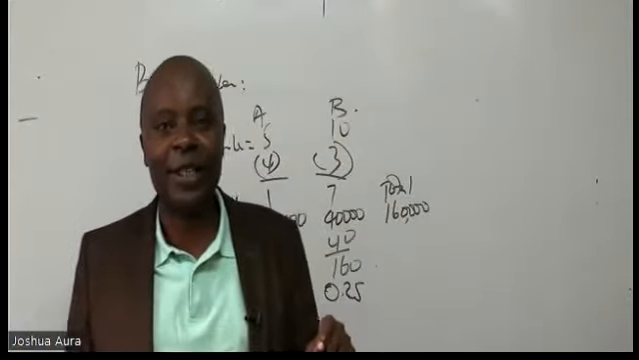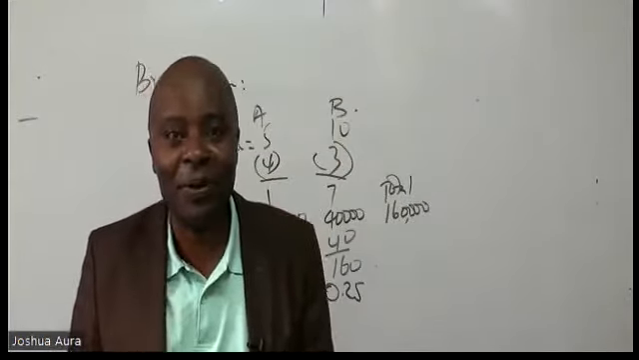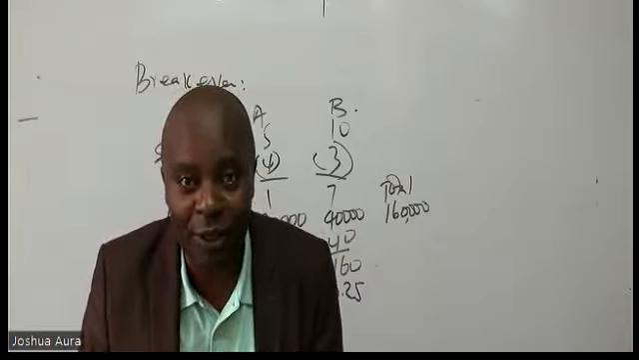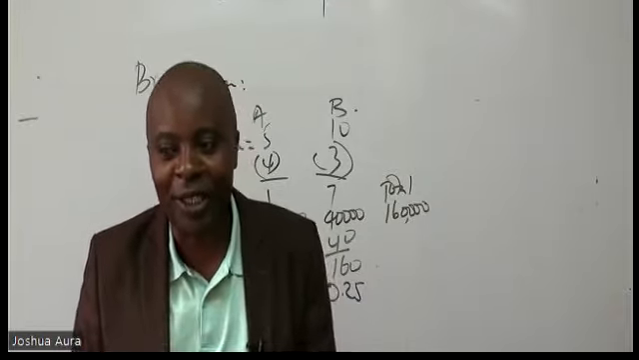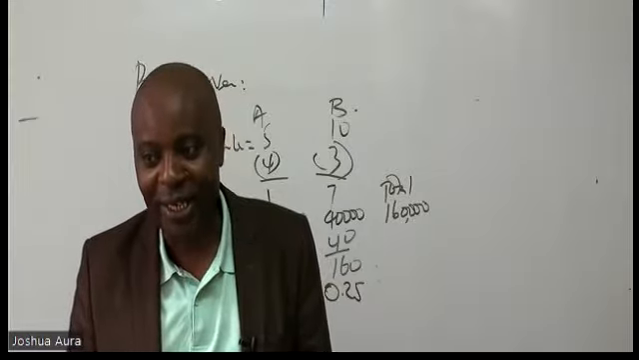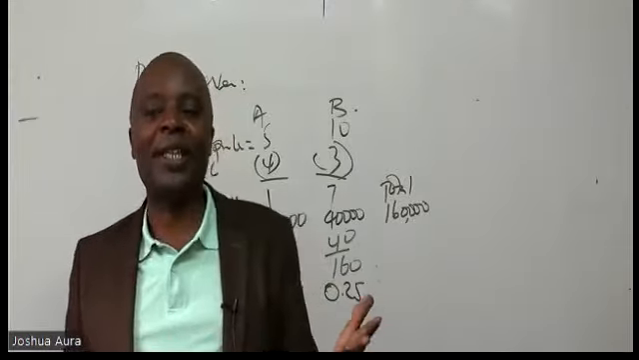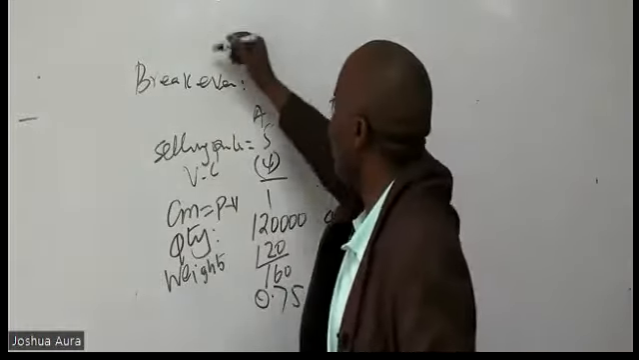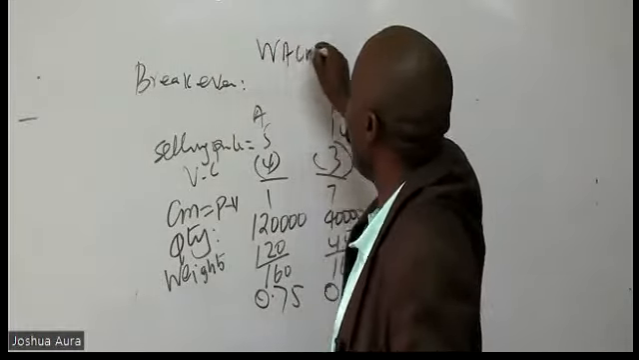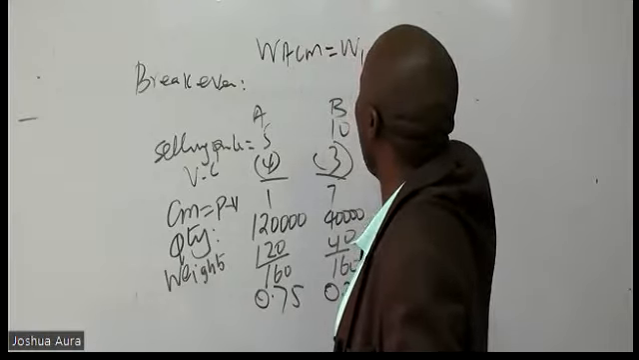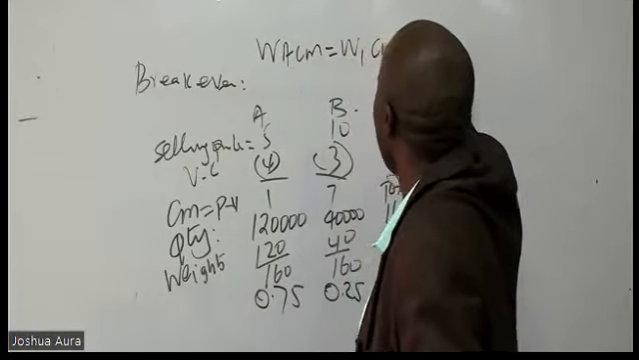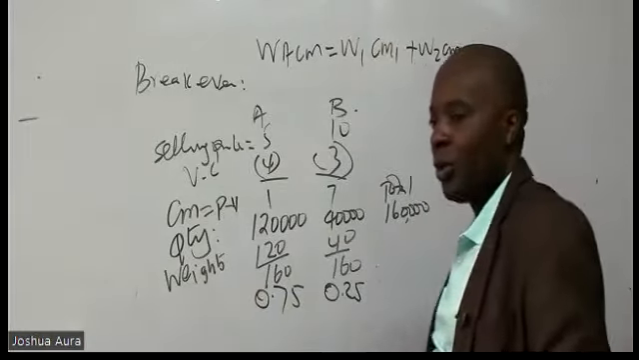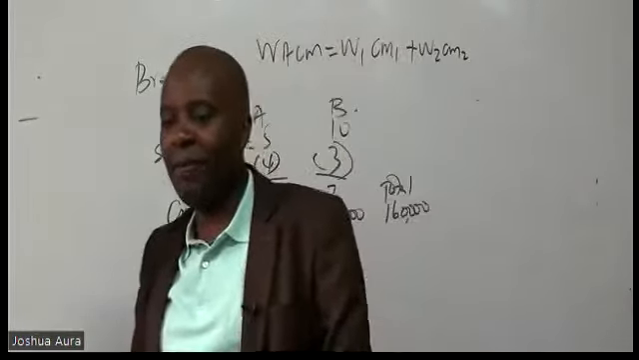Having gotten the weights, having gotten the CM, what do you think should be the next thing that I should do? Wakim, yes. Go ahead and give us Wakim. To get Wakim, Helen, you take weight 1 times contribution margin 1, plus weight 2 times contribution margin 2.